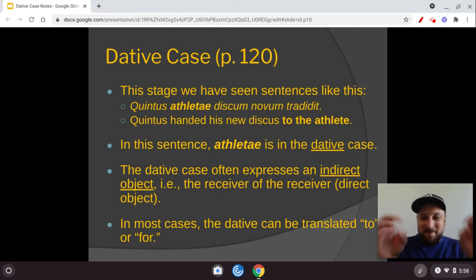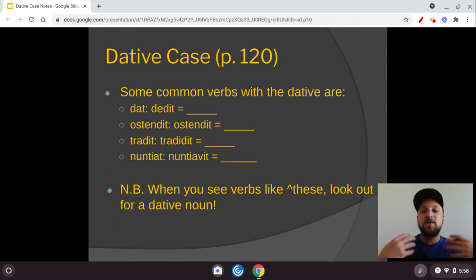So like I said, this might be a little bit tricky. If I were just to throw endings at you and say, this is the dative, it might be a little confusing. And so what I do is I try to give you little indicators, and by no means is this list exhaustive. But there are certain common verbs where when you see them, look out for a dative noun. This is the verb dat, then ostendit, tradidit, and nuntiat.